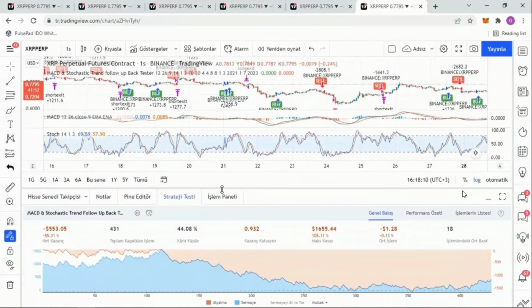Let's check the results. Unfortunately, there is no profit here either. We can clearly see that we should avoid using MACD and stochastic together.